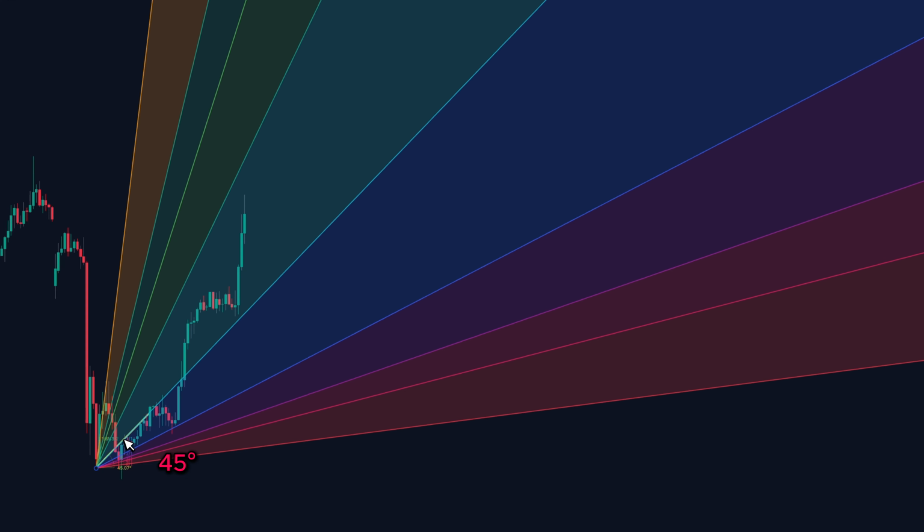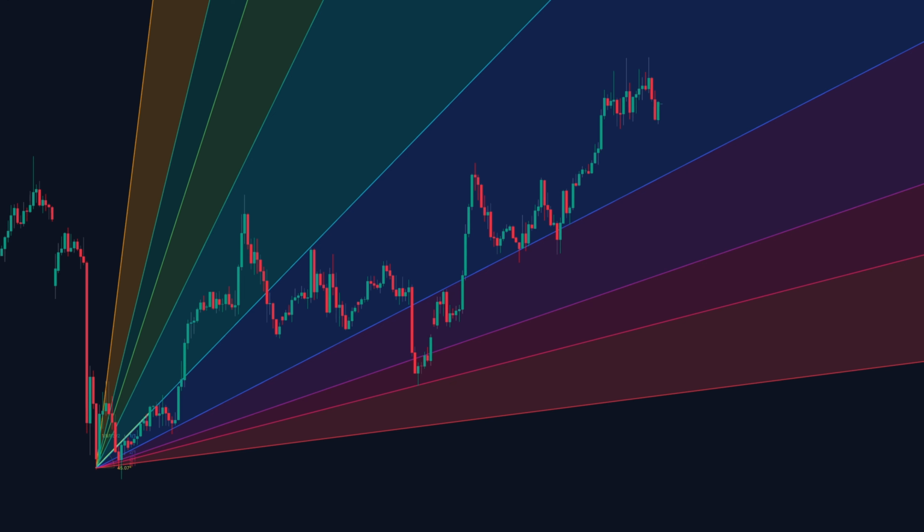Gann Angles. Gann Angles use diagonal lines based on time and price. The most famous one is the 45-degree angle, representing a perfect one-to-one relationship between time and price. The steeper the angle, the stronger the trend. When price breaks these angles, it can suggest weakening momentum. Gann tools can be tricky, but with practice, they offer unique trend analysis perspectives.